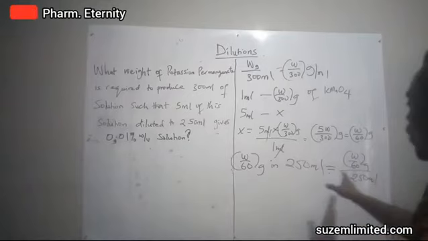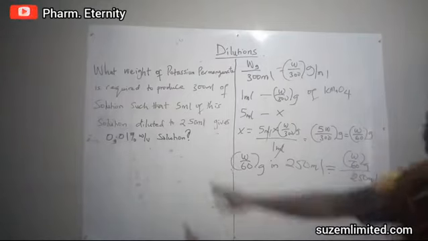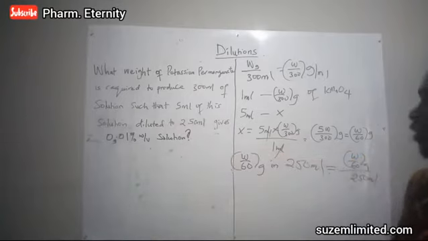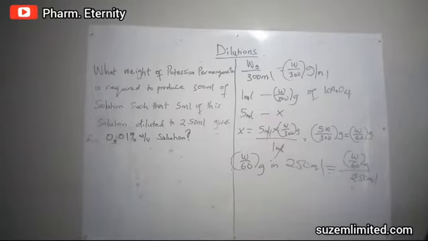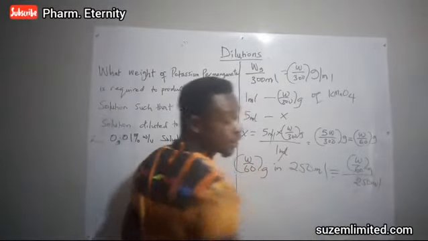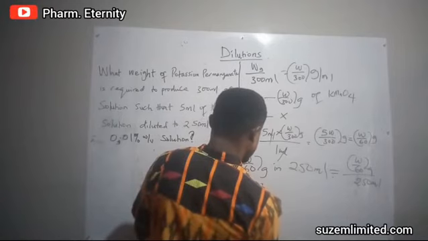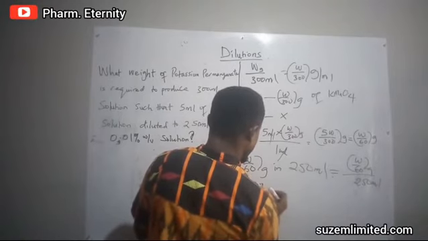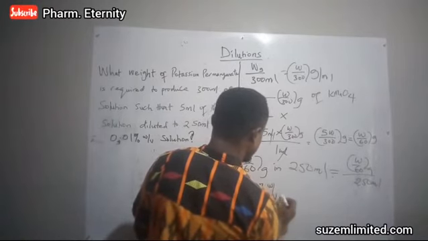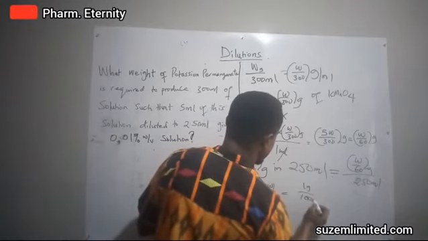So we can now use the amount strength to set a proportion with the percentage strength. From there we can find the weight of the potassium permanganate that was used. Okay, remember that 1% weight per volume is something as 1 gram over 100 mL.